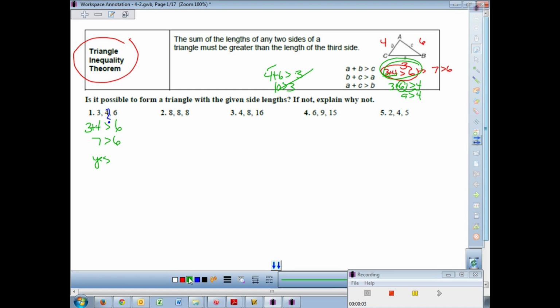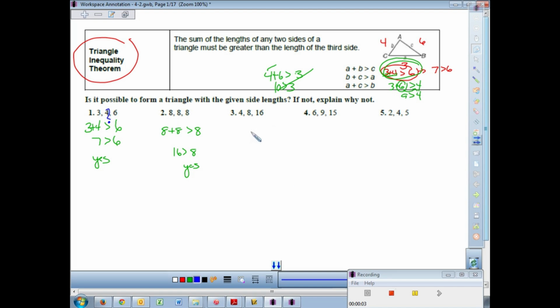Next one. What are the two smallest sides? 8 and 8. Let's add them together and see if they're greater than the third side. What's 8 plus 8? I should put an 8 there. My bad. 8 plus 8 greater than 8 is what we're checking, correct? And then is 16 greater than 8? Yes or no? Yes. Could you tell me what kind of triangle has side lengths of 8, 8, and 8? That's an equilateral triangle.